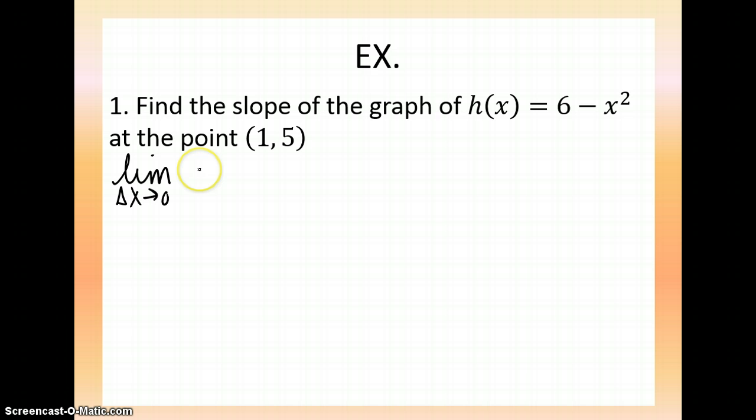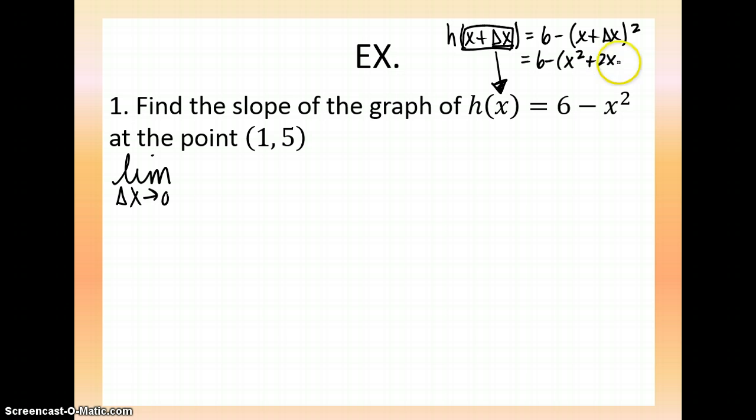In this case the function is h, you need h of x plus delta x. And this is what you were having such issues with last chapter. In my function h, I'm going to replace my x's with x plus delta x. So 6 minus the quantity x plus delta x squared. You're going to become very good and very quick at expanding a binomial. Square the first term, double the product of the 2 terms, square the last term.